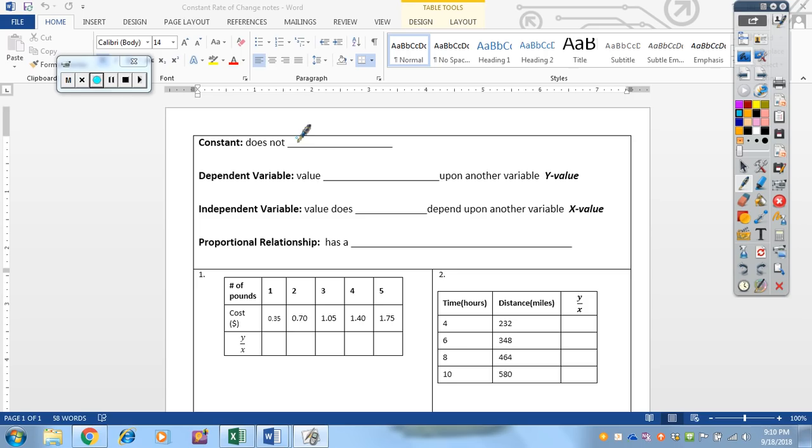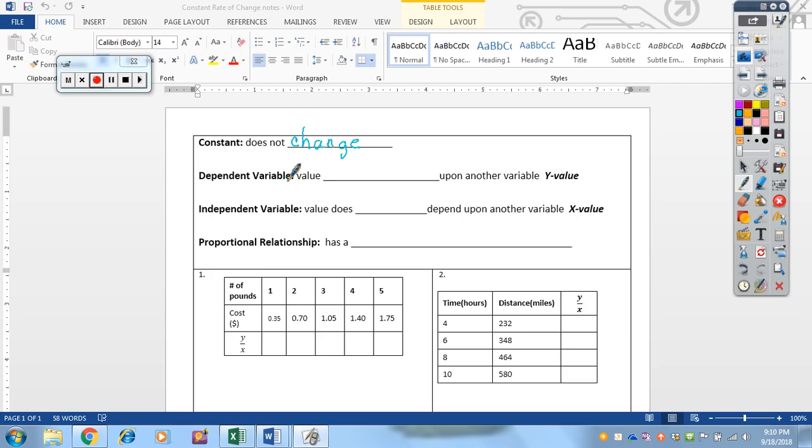All right, constant does not change. At my house, it usually sounds like this. "I am sick of you kids constantly fighting. Why do I always constantly have to pick up after everybody else?" See, constant, you're always fighting. I always have to pick up. It never changes. That's what constant means.